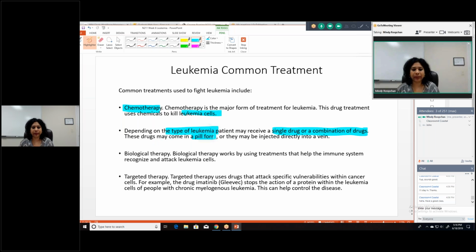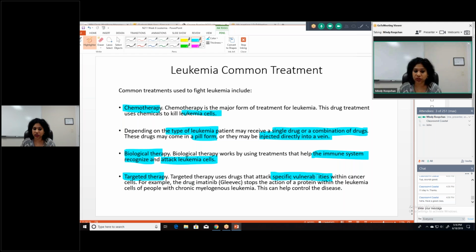So the drugs could be pills, or they could be directly injected into a vein. It just depends on what the patient's needs are. Biological therapy is where they use biologics as treatments to help the immune system recognize and attack those cells. So you're trying to get rid of them from the inside out. And then targeted therapy, this is where they use drugs to attack specific vulnerabilities in those cancer cells.